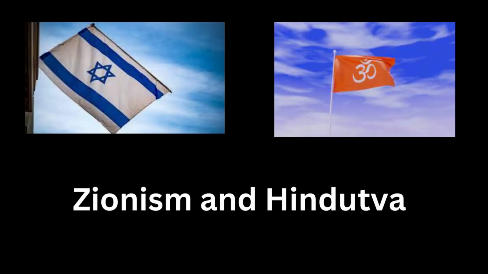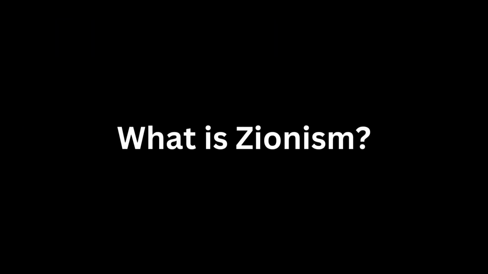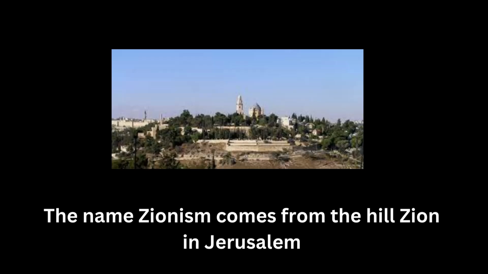Zionism and Hindutva. What is Zionism? The name Zionism comes from the hill Zion in Jerusalem, which was conquered by King David and holds a special place in the Jewish religion. Basically, Zionism proclaims that Jews, as a religious and racial people, have a right to live in their own nation, and that nation shall be called Israel.